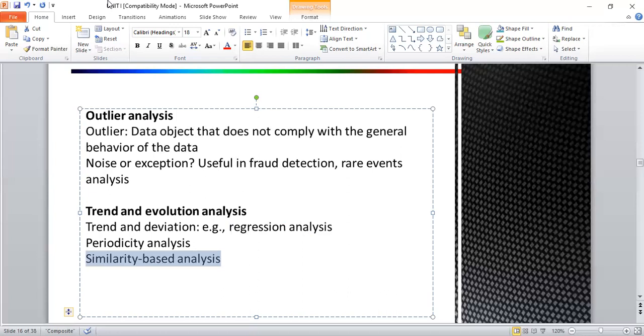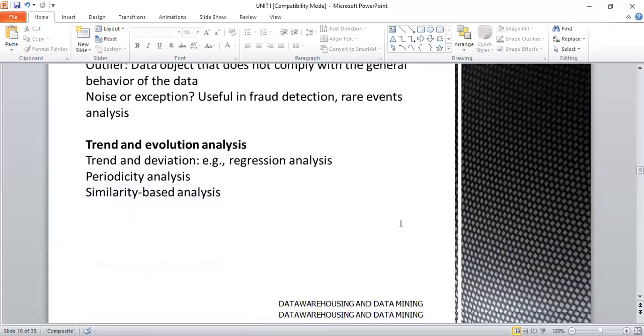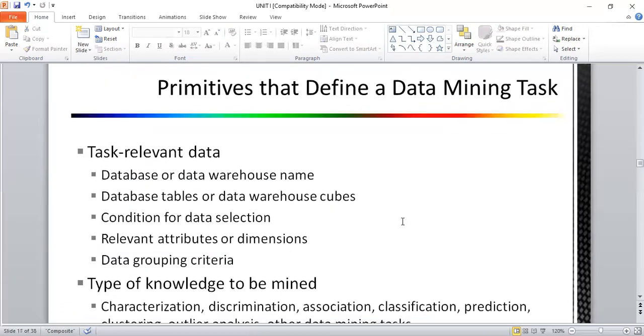Yes, that's it about your data mining functionalities. Let us move further. Till now, if you are having any doubts, please comment and discuss with me. Next topic. Now, the next topic is about primitives, primitives that define a data mining task. Again, a very important topic from your exam point of view.